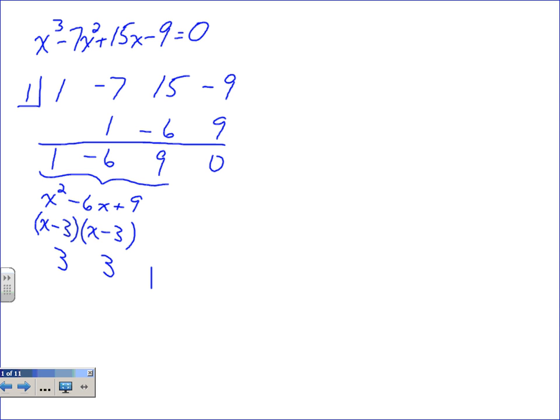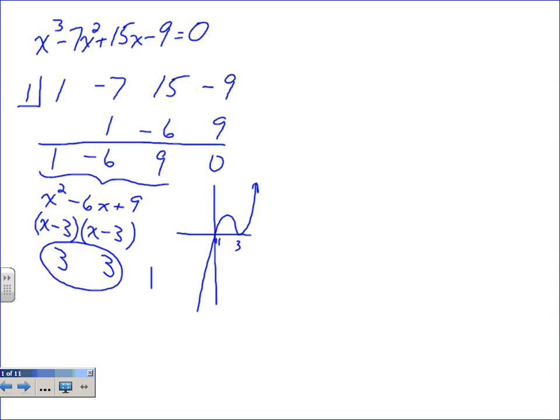Okay? And because two of these zeros are the same, what that means is it's just going to touch at 3 and go right back up. It becomes a vertex because there's two of them. And this will cross here at 1. All right?